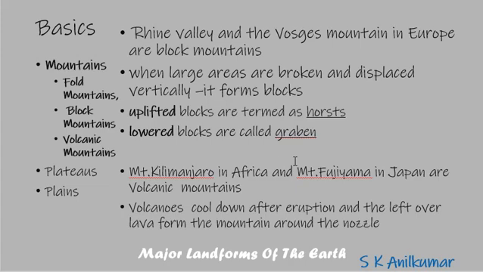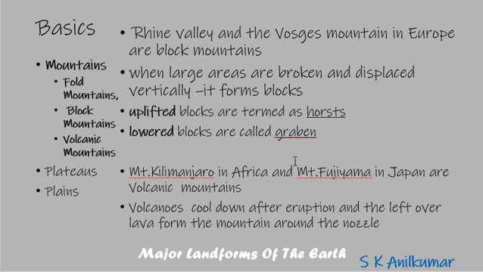When large areas are broken and displaced vertically, it forms blocks. Whatever falls down is called graben, while whatever gets lifted is called horst. The Rhine Valley and the Vosges of Europe are the block mountains. Rhine is a block mountain. Mount Kilimanjaro and Mount Fujiyama are volcanic mountains.